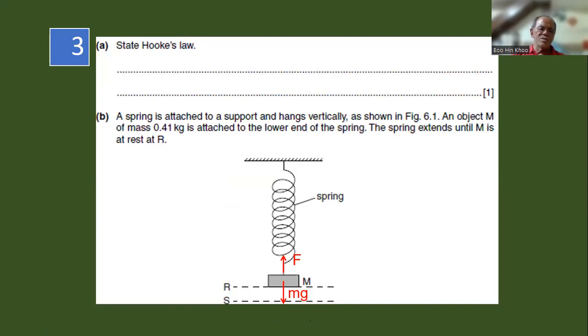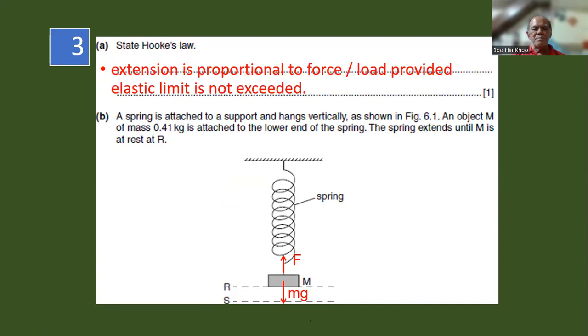Okay, let's try a structure question. Take Hooke's law. Extension is proportional to force or load provided elastic limit is not exceeded. A spring attached to a support, that's a support, hangs vertically as shown in figure 6.1. An object M of mass 0.41 kilogram is attached to the lower end of the spring. The spring extends until M is at rest at R. Right? So it's not moving, it becomes at rest.